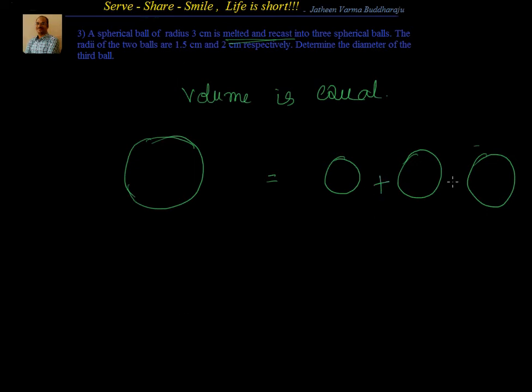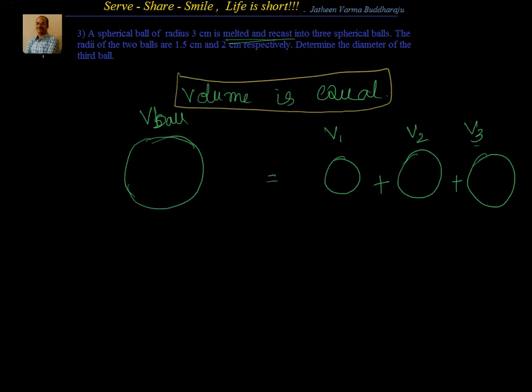Okay, right. So volumes are equal. This is V1, this is V2, and this is V3, and this is equal to the volume of the spherical ball of radius 3 cm. Now we have to equate the volumes in both the cases so that we can calculate the diameter of the third ball. So whenever we have been given melted and recast, we always know that the volume is equal. That we should be very clear.